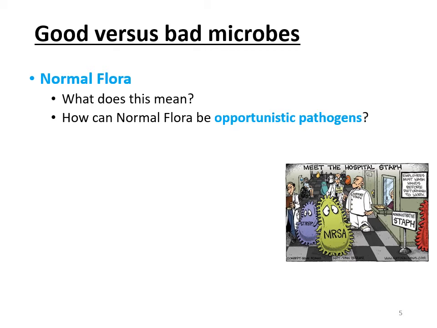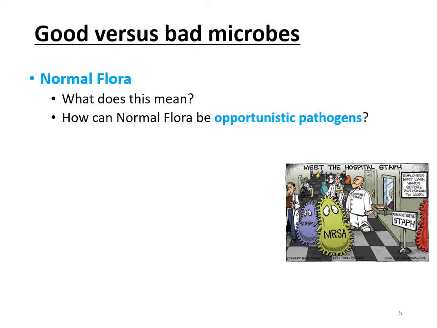Well, there are two main times when normal flora become opportunistic pathogens. The first one is if you ever become immunocompromised, right? So you're in a weakened state and these guys are opportunistic. So what are they going to do? They're going to jump on that chance, right? They're going to take advantage of your weakened state and now they will be pathogenic and hurt you.